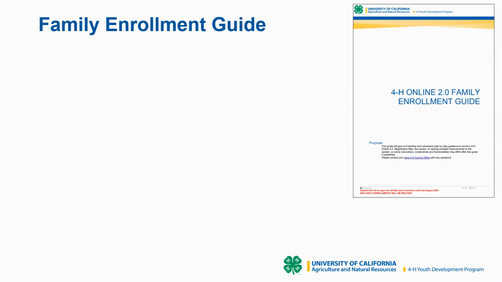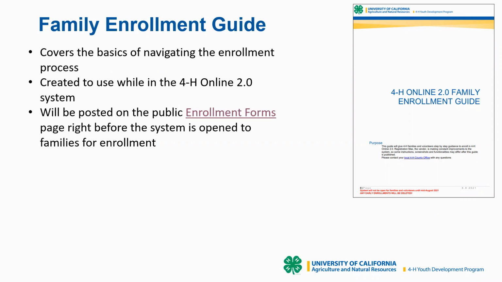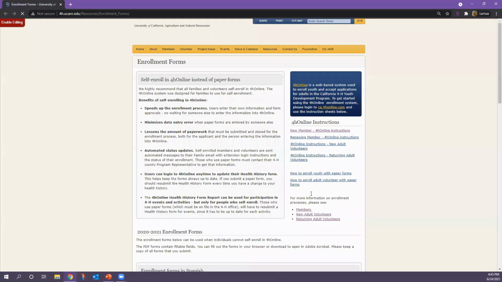The Family Enrollment Guide is the main help tool for families. It provides step-by-step instructions for the enrollment process. It was created to be used while in the 2.0 system. Screenshot size was balanced with the need to provide text directions. The Family Enrollment Guide will be posted on the Public Enrollment Forms page shortly before the system is open for family self-enrollment. Let's take a look at that web page.